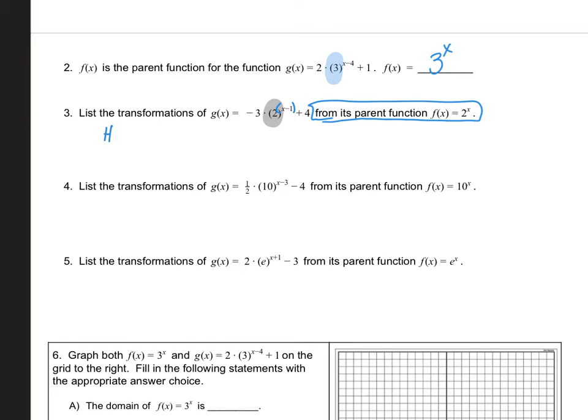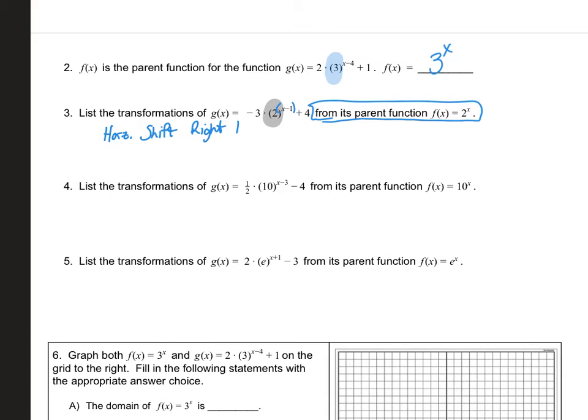It is horizontal because it is in the parentheses. It is a horizontal shift because it's a plus or a minus sign. And remember, with horizontal, there are always tricks. So this feels like I should be going left 1 because of the minus sign, but we're actually going to go horizontal shift right 1 unit.